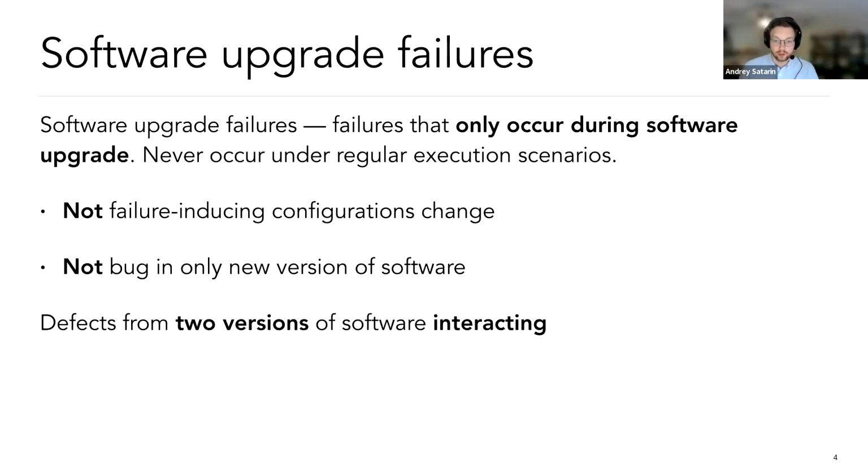What are upgrade failures? In the paper, they describe them as failures that occur during upgrade. So it's not some configuration change. It's not a bug in a new version of software you just deployed. It's specifically the bug between two interacting versions of software during upgrade and nothing else.